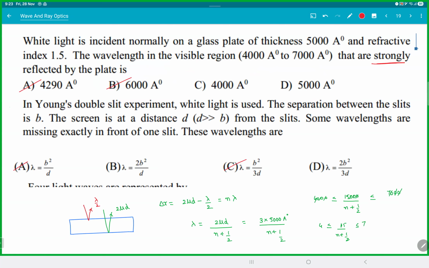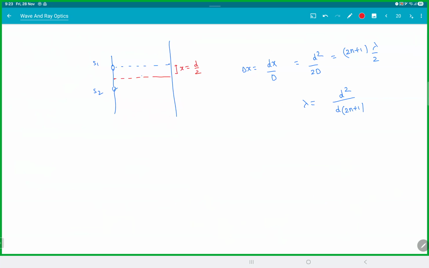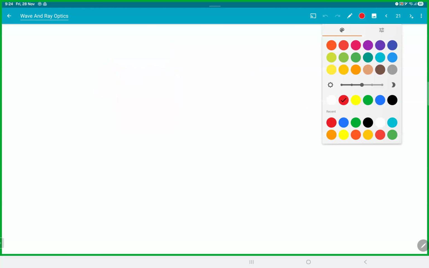That's a good standard question. Missing wavelengths. Clear with this? So d square by 2, na? So there, d square by capital D. I think capital D is B here.